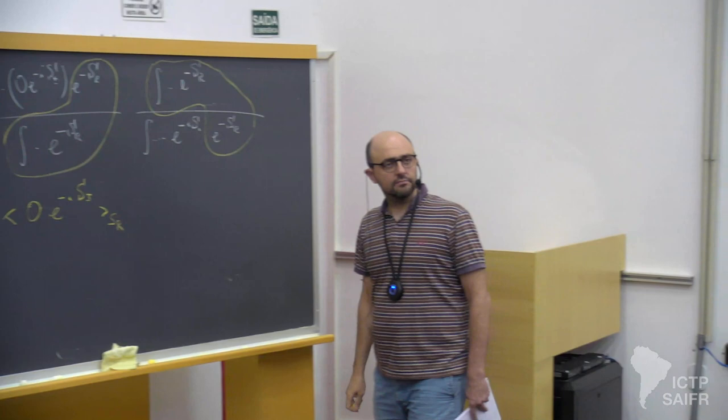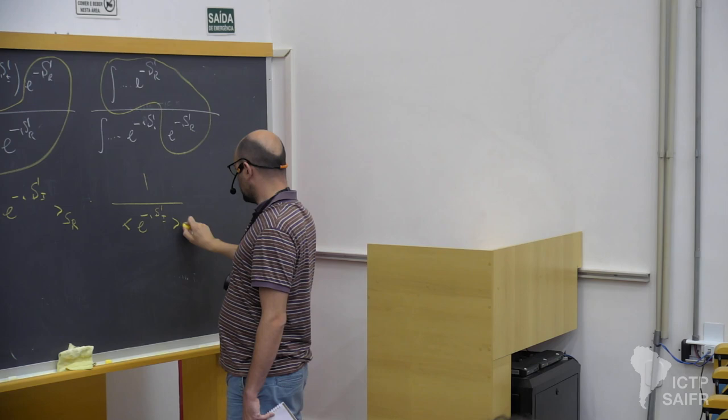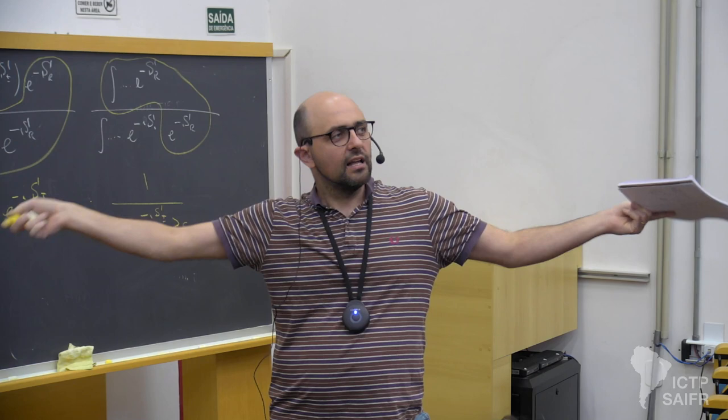And this will be 1 divided by the expectation value of e to the minus I SI, with respect to the action SR. Wow. SR is positive definite. I can do my sampling. Same problem does not exist anymore. This would be naive. I mean, it's not naive. You can do this. Okay?